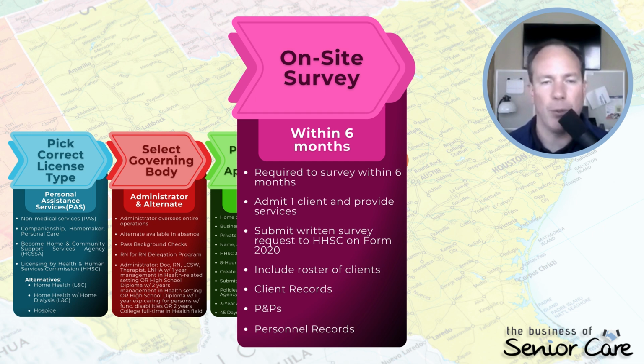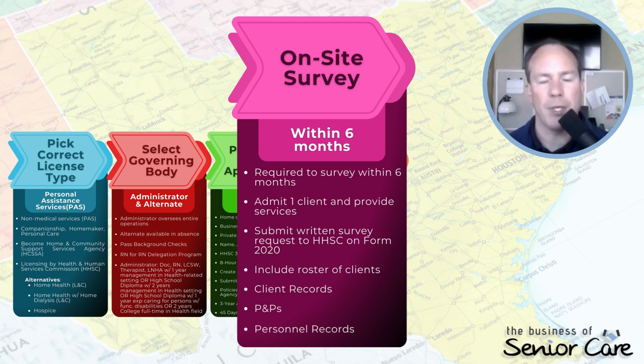There's a specific form 220 that needs to be completed when you submit your request. Then the health department comes out to do your on-site survey, and they're looking at your full set of policies and procedures like we talked about. They're also looking at your client records and personnel records, and then just an overall review of your agency to make sure that you're in compliance. After that successful completion, and as long as it's within 6 months of being issued your initial license, then you have completed the full licensure process and you have your license.